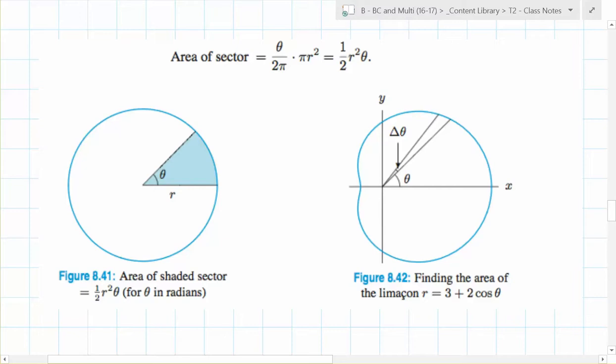So if I were to slice this up into sectors and I found the area of all these sectors, I can estimate the area of this limacon, correct? The challenge is though, are these r values the same? No. What happens as I make the theta value smaller? What happens to the r values? If I make the theta value really, really small, what happens to these r values? They get really, really close together, right?